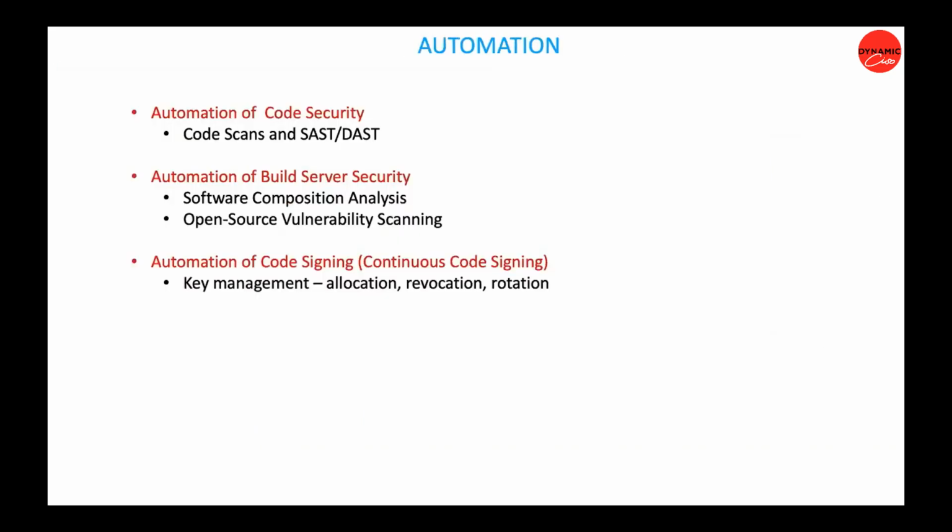Automation, there's a final thing, automation. You automate the entire code security, all the scans, SAST, DAST, everything should be automatic. It's not that the CISO team keeps doing a SAST or DAST every time. It should be all automated. The build server security should also be automated. That means software composition analysis and the open source vulnerability scanning. Every time the build server brings an open source component to make software, before it builds, it should do a vulnerability scan on that to see that there are no Trojans, etc.